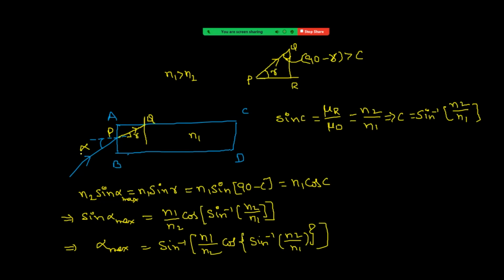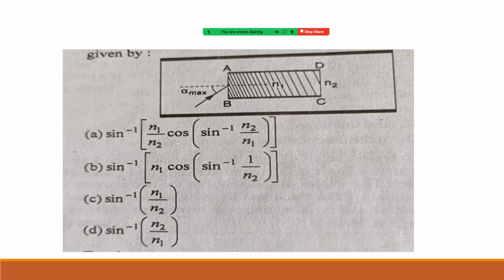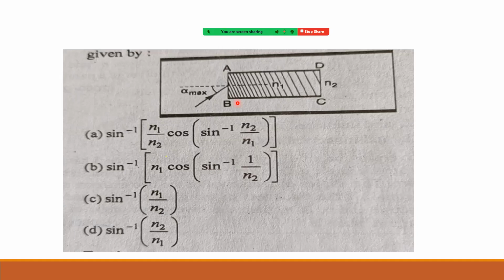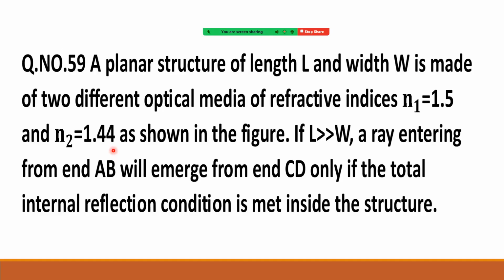Okay. When alpha is maximum, R is maximum, then 90 minus R is minimum. Means if the minimum angle of incidence at the face is greater than C, then light will undergo complete reflection. Right? Let us see. So this option is option A, right? Correct one is option A. Let us see the next one.